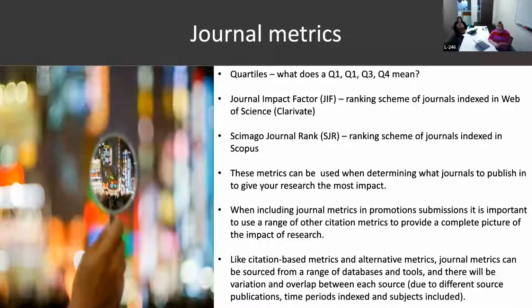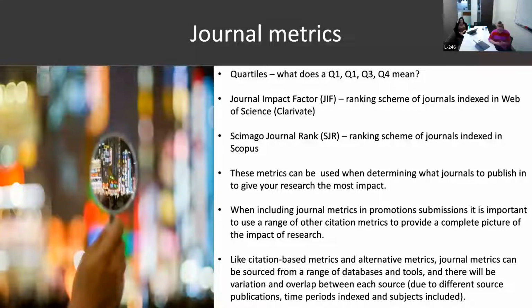When applying to the NHMRC for funding, hiring or promotion, they actually request that applicants don't use journal metrics or ERA journal rankings in their application, for the reason I've just mentioned, that the metrics only rank and assess the journal and not the quality of the articles within the journal. You can use journal metrics in addition to the range of other citation metrics to provide a complete picture and to give context to the impact of your research.